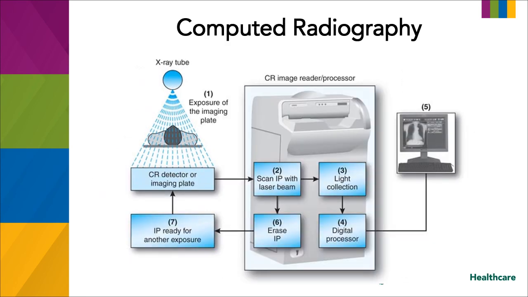The first digital detector is computed radiography, where we have an X-ray tube, and the detector in this case is going to be a CR detector, otherwise called an imaging plate inside of there. We're going to scan the imaging plate with the laser beam, which is red. We're going to collect the light, which is PSL. It's going to go off to a digital processor, which is going to digitize and quantize the image. And then it's going to process it for the actual image display.